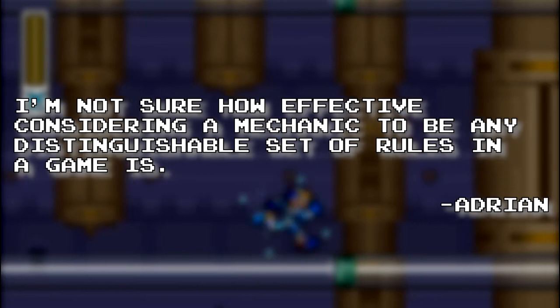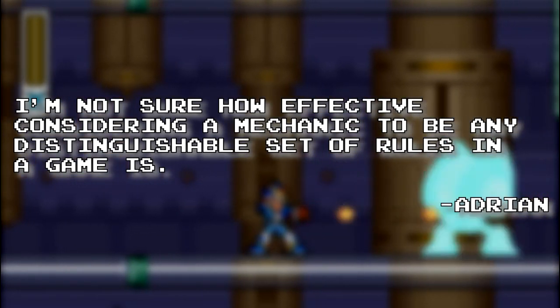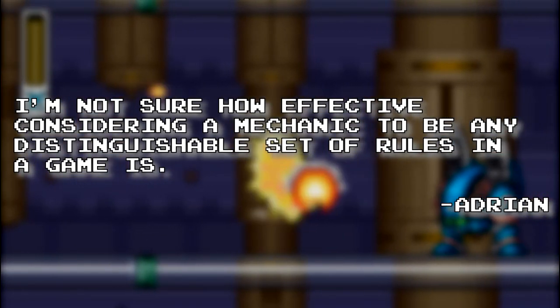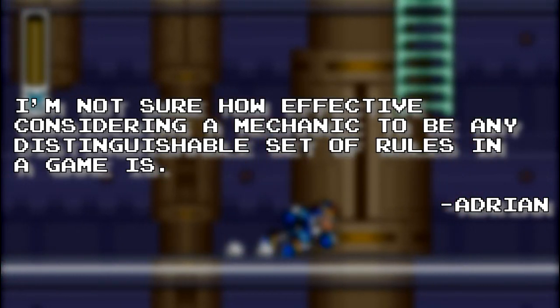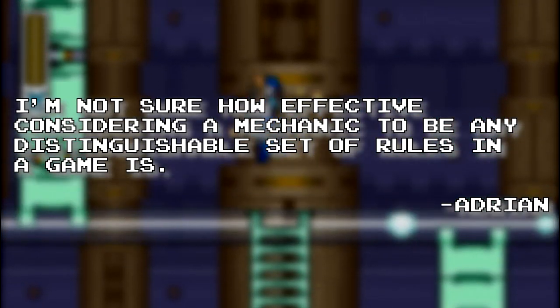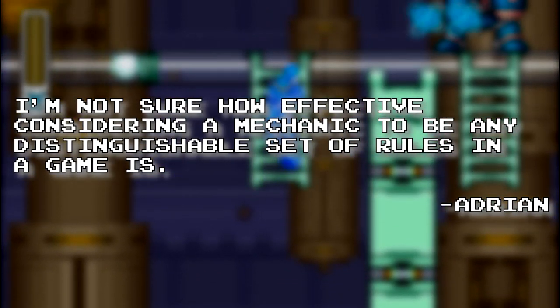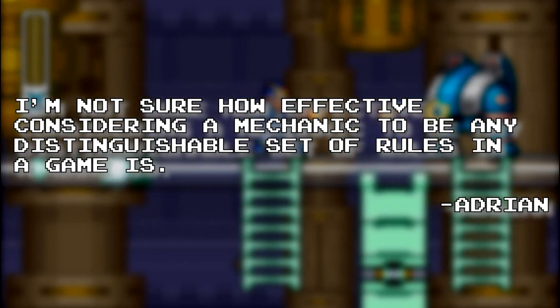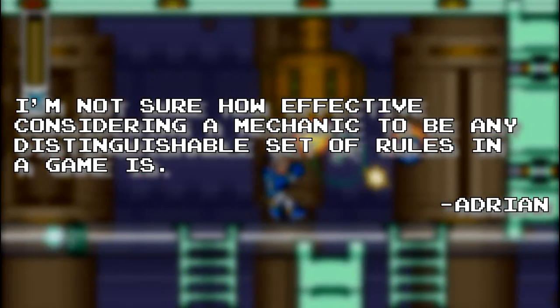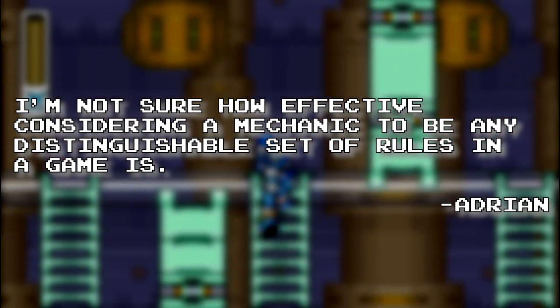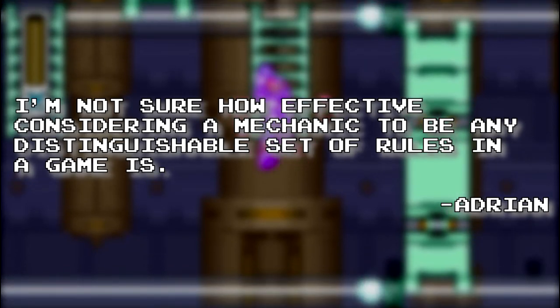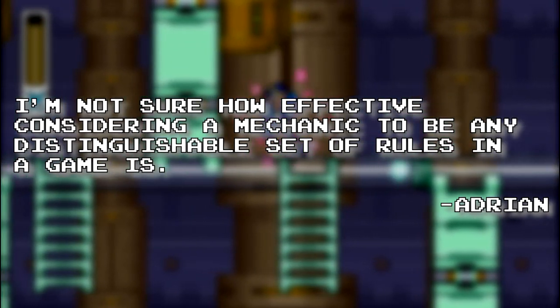I got some responses to this essay. My friend Adrian had this to say about the definition of mechanic. I'm not sure how effective considering a mechanic to be any distinguishable set of rules in a game is. In response, I'd like to say that I think the framework works, because mechanics are broad enough to cover anything in the game. For example, the counter-argument to Adrian would be to say that he uses the word rule like the paper uses the word mechanic.